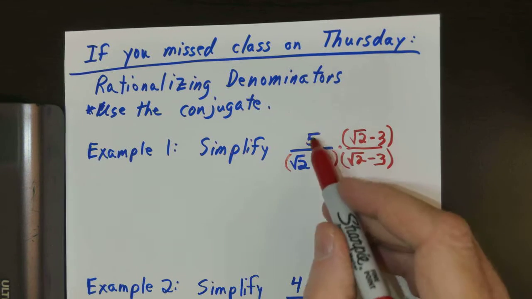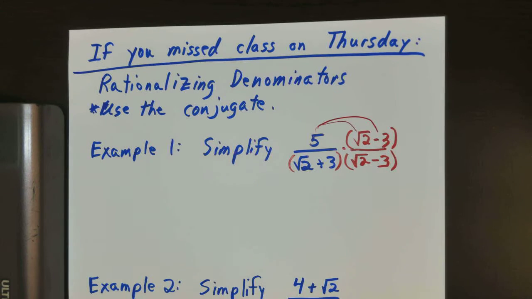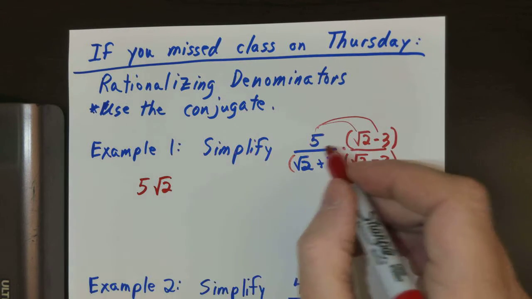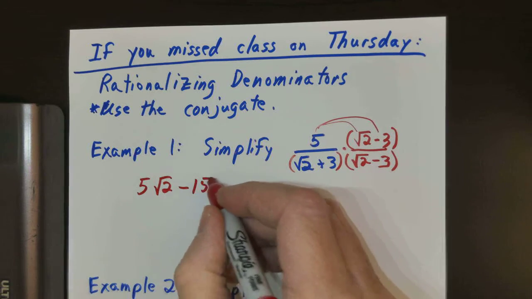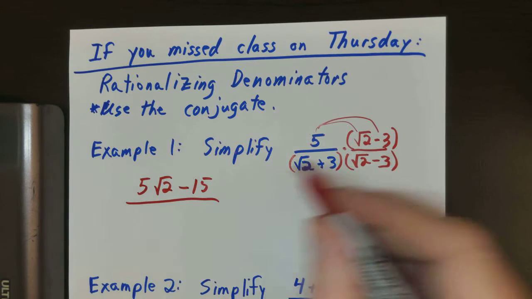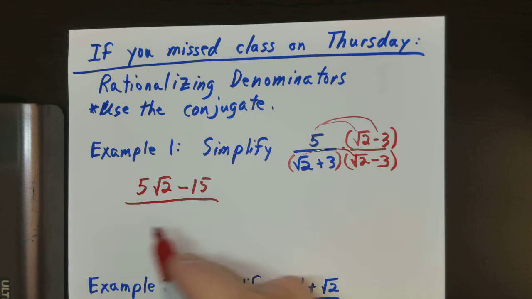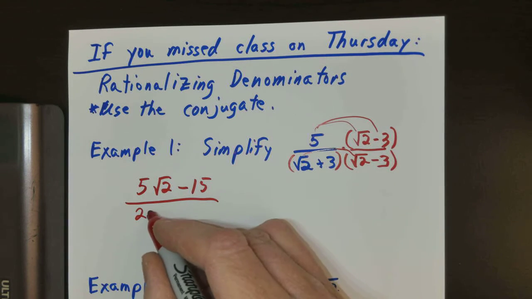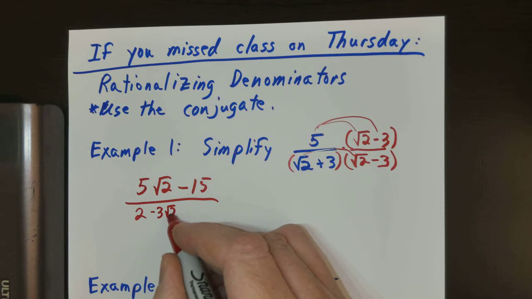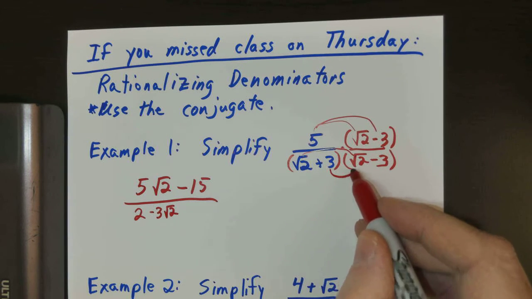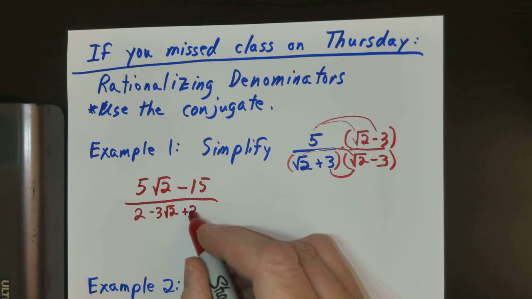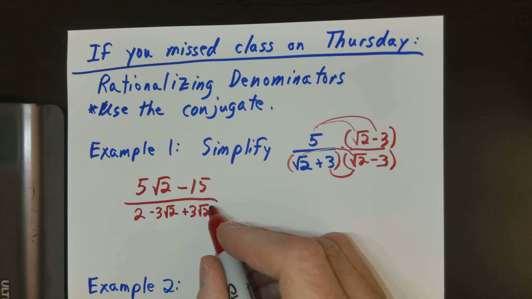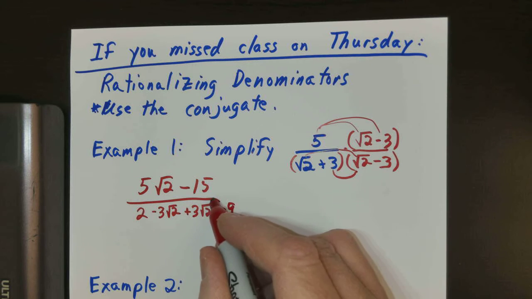The numerator, I'm going to just use the distributive property, and that is 5 radical 2 minus 15. In the denominator, I'm going to FOIL. Square root of 2 times square root of 2 is 2. Square root of 2 times negative 3 is negative 3 radical 2. 3 times positive square root of 2 is positive 3 radical 2. And 3 times negative 3 is negative 9.